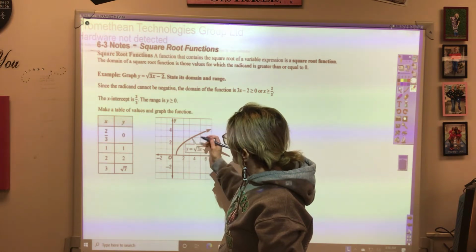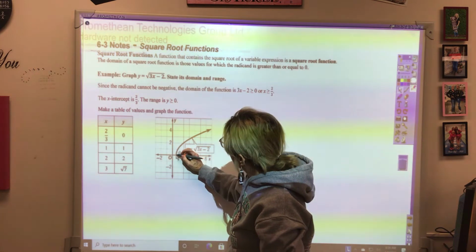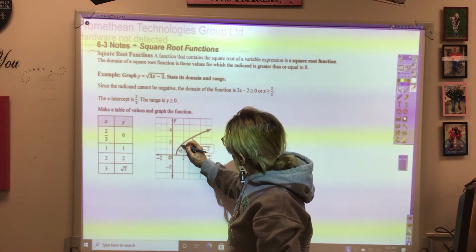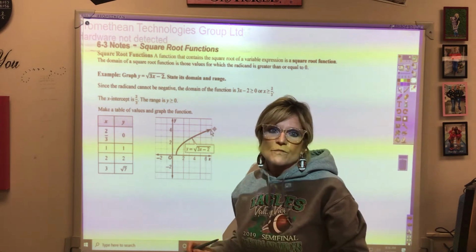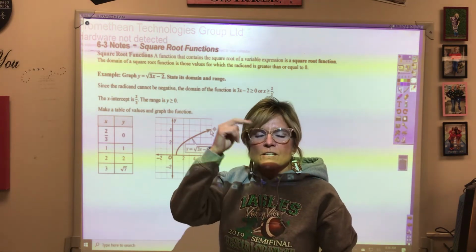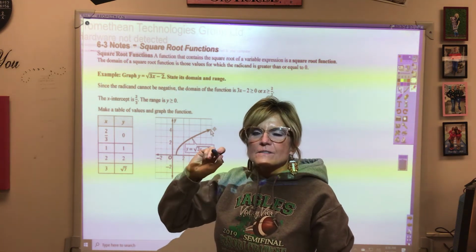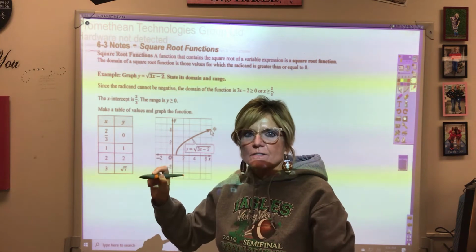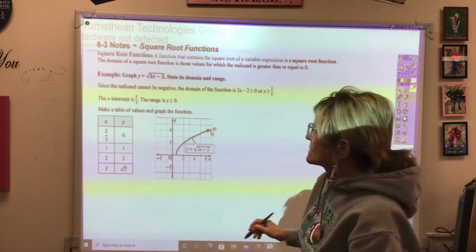Then you're just going to take the points that you have graphed and connect them, and draw an arched line. I like to call the square root function the eyebrow function, because to me it looks like the shape of an eyebrow. So when you draw it, it's going to have an arch to it. All right, so let's try a few examples together.